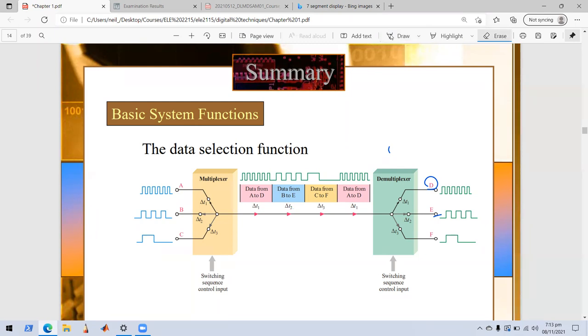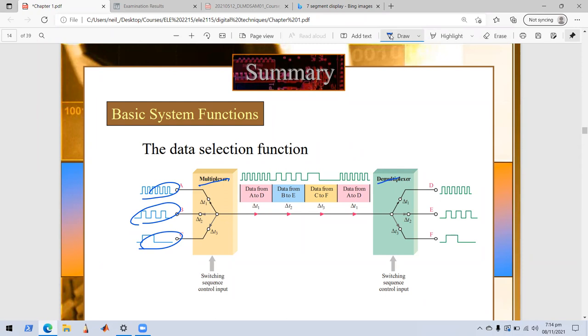So what you would find is that over this line, the signals are multiplexed. We get this signal here being attached to this signal here, which is also attached to this signal here. So they attach to each other, and when they're attached to each other, we say that they're multiplexed.